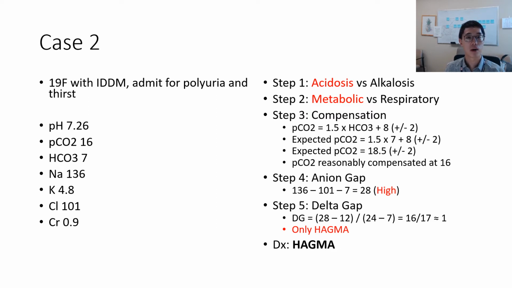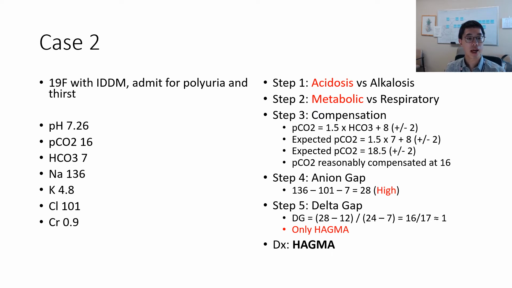Now let's calculate the compensation. We use the Winter's formula here with the expected PCO2 being 1.5 times the bicarbonate plus 8 plus or minus 2. So the expected PCO2 here is about 18.5 plus or minus 2. And you can see here our PCO2 value on the ABG is 16. So it's reasonably compensated at 16 when we expected it to be around 18.5.